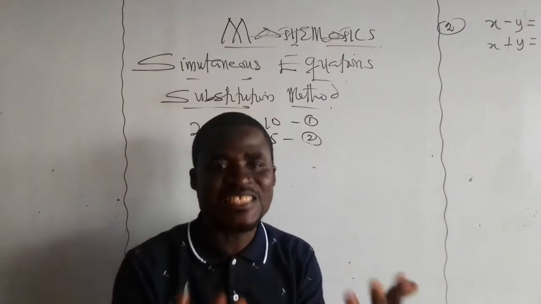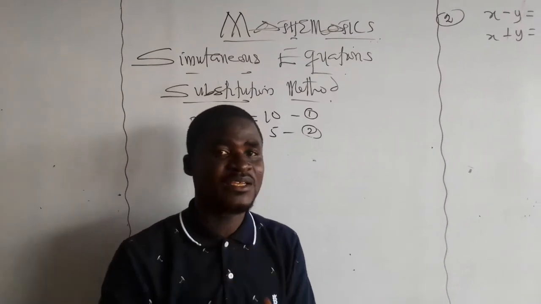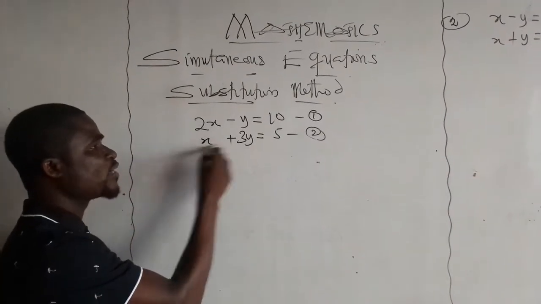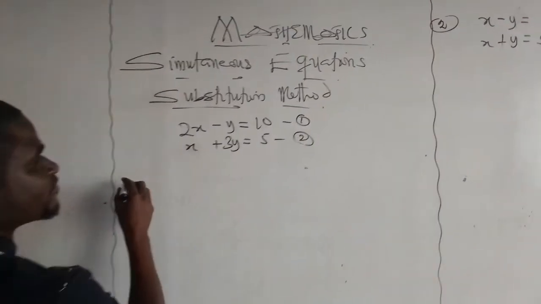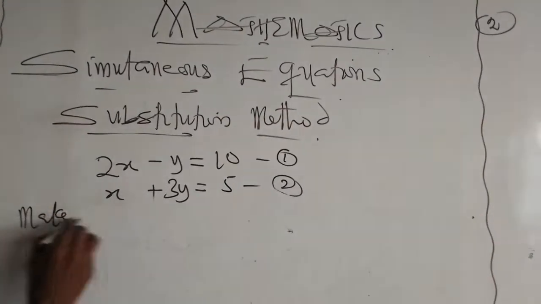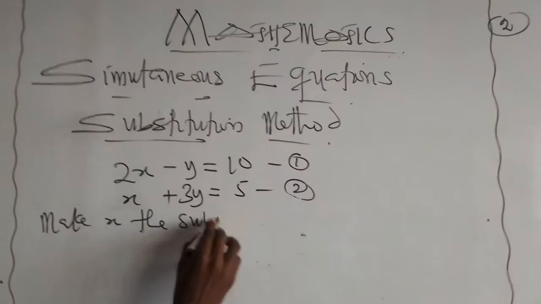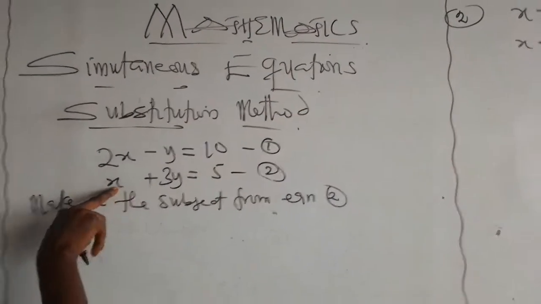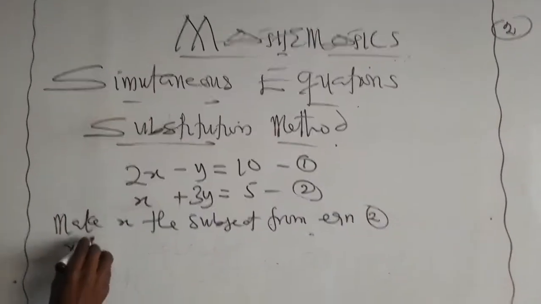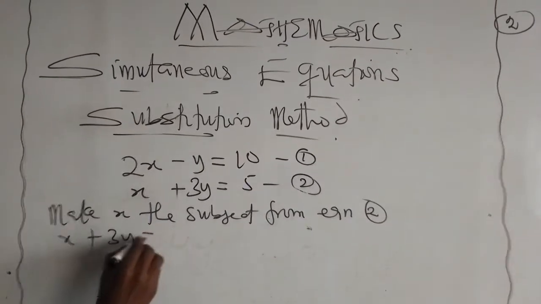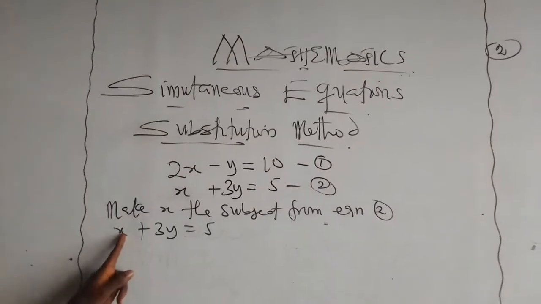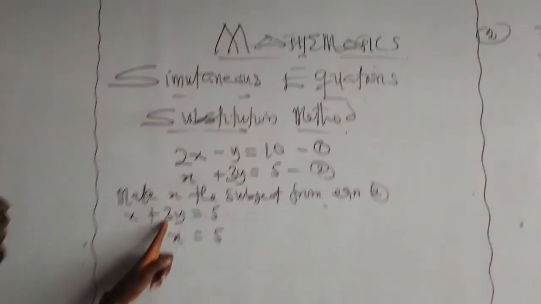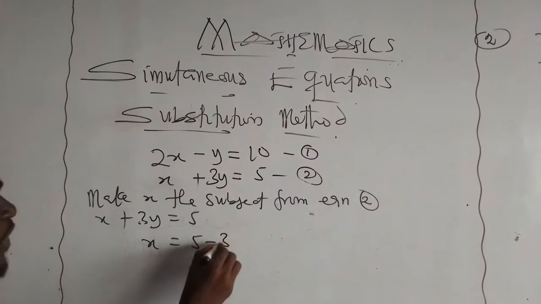I want to make x the subject from equation 2. So we write: make x the subject from equation 2. In equation 2 we have x plus 3y is equal to 5. Now I want to make x the subject, so I will have x is equal to 5. Now this 3y will cross the equal sign to become negative 3y.